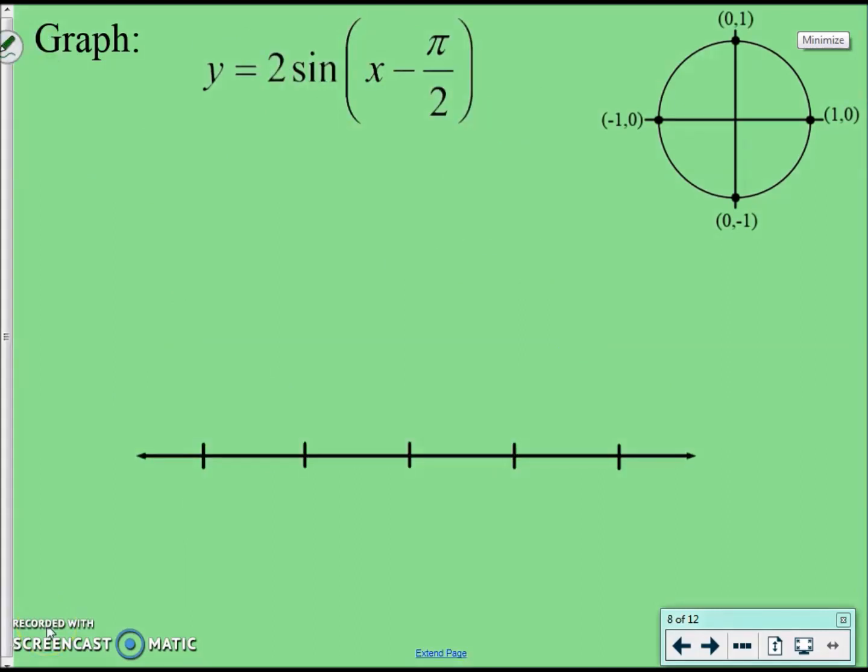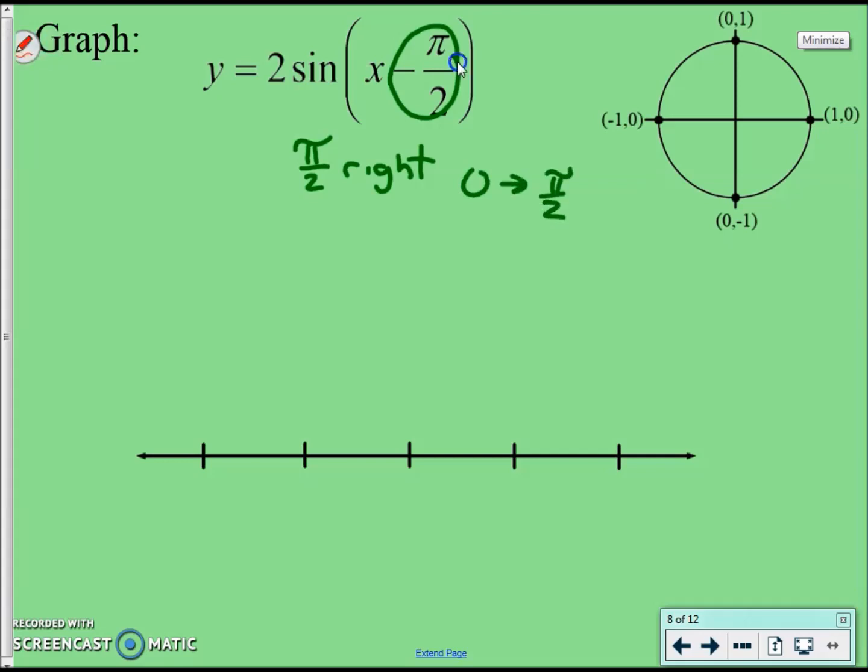All right, so let's look at this example. Now we see that we do have some amplitude here that's not 1, so we're going to take a look at it. First things first, we're going to notice that we have x minus pi halves. That is a shift to the right pi halves units. Again, when we're subtracting something, you typically think of movement to the left, but it's actually movement to the right. Okay? So again, we'll go from 0 to pi over 2 to start.